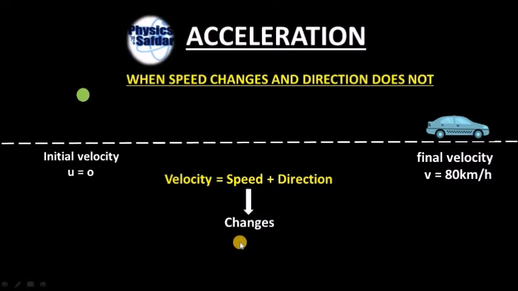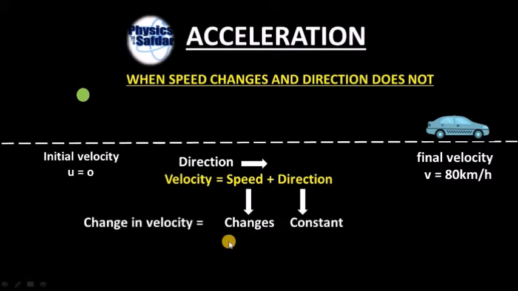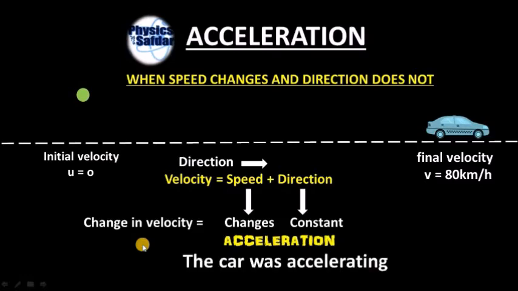Now move on to the direction. In this case, the car was moving left to right throughout the motion. So in this case, the direction was constant. But you know well, if any one of these changes, that produces change in velocity. When we have change in velocity, it produces acceleration. So you can write here, the car was accelerating in this example.